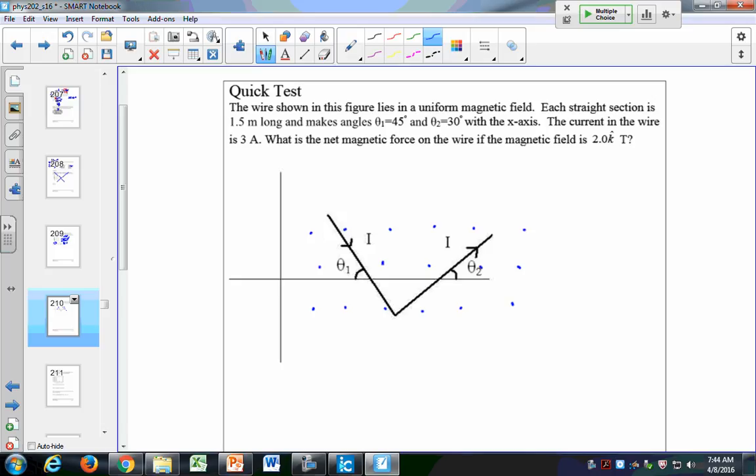Now, just to make this simple, instead of doing both of these wires, we'll just do one of them. So just imagine that you have this 1.5 meter length of wire in this magnetic field. Current in it is 3 amps, traveling in that direction. What is the net magnetic force on the wire? The magnetic field is 2K Tesla.